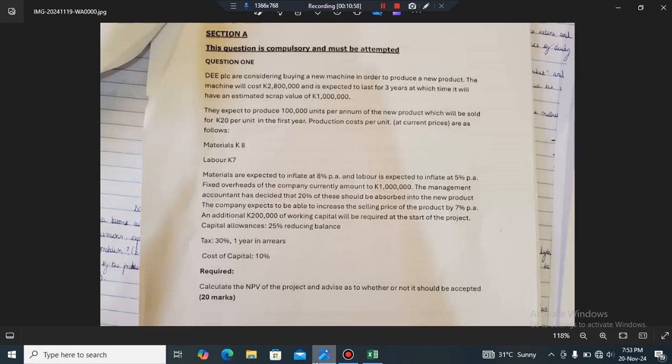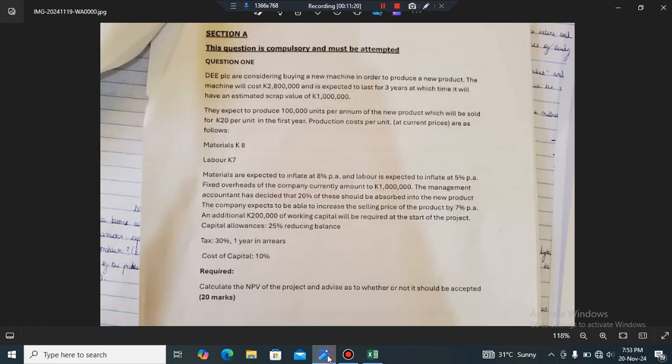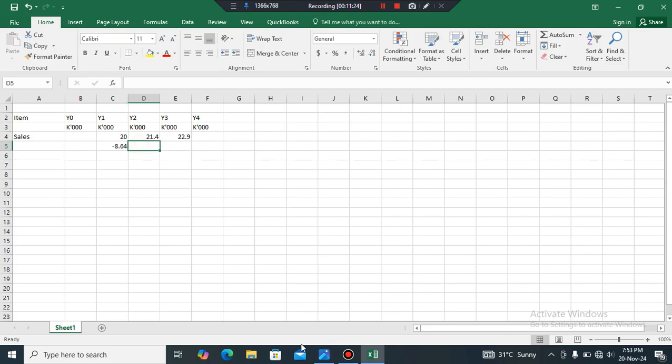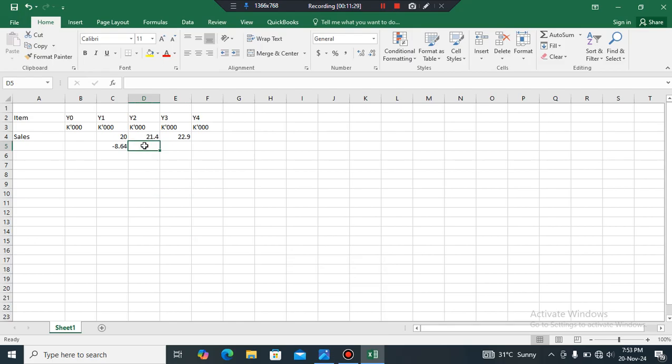Remember the materials, these are current market prices, so we inflate them starting from year 1. Materials are being inflated by 8%. So 8 times 1.08 is giving us 8.64. So we've got brackets 8.64, close brackets. The next thing that we have, we continue inflating this. The inflation is 8%, so 8.64 multiplied by 1.08.